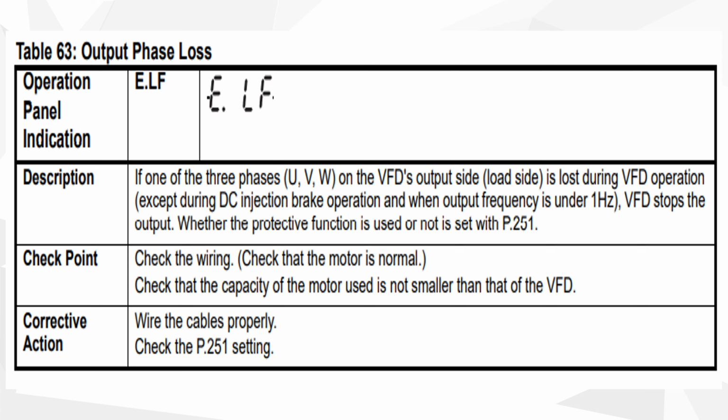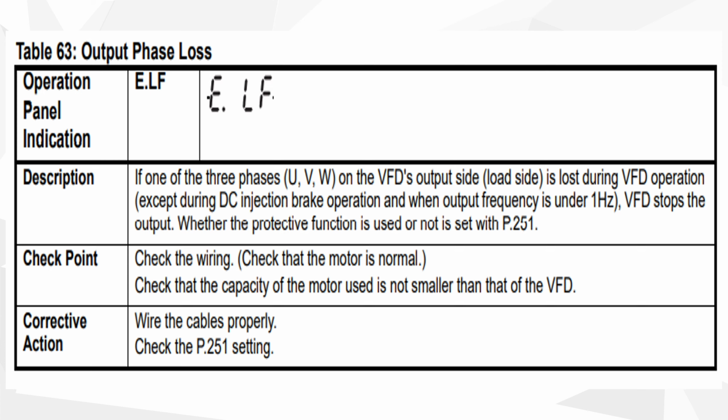Output phase loss, so on the display it will show ELF. So what is this error actually? UVW, 3 wires are going from the VFD output terminal to the motor, so any one phase is missing in between. So we have to check that all connections are proper. We have to check the VFD and also all terminals. We have to check at the motor and also all terminals. If we have checked that all terminals are proper, then we have to check the wire also.